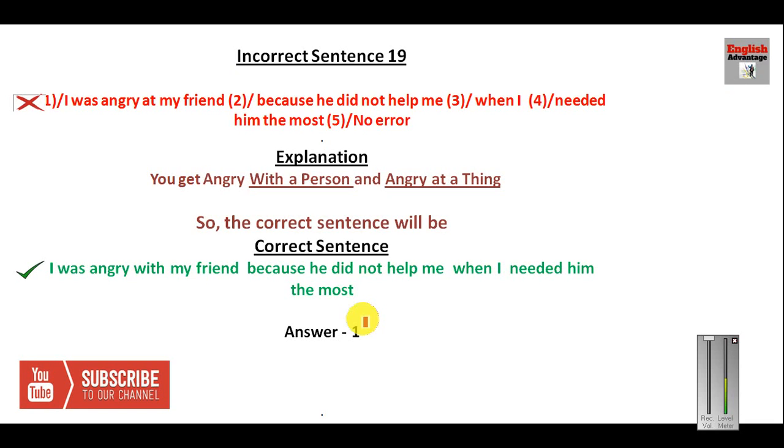Let us see the next sentence. I was angry at my friend because he did not help me when I needed him the most. Whenever there are two words, angry and agree, you must be very alert with these words. When you get angry with a person, you use "with," and when you are angry at a thing, you use "angry at." You get angry with a person and angry at a thing. So this is the error here, and your answer will be 1.